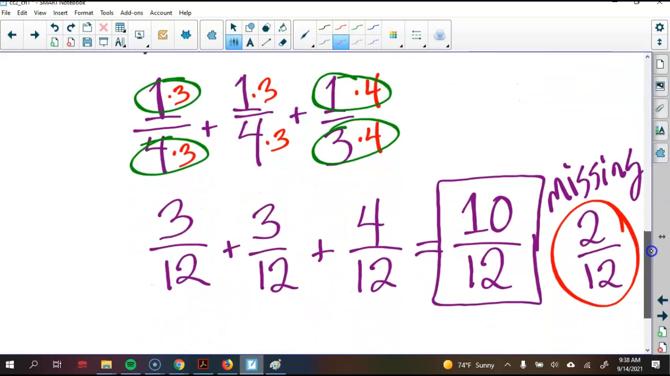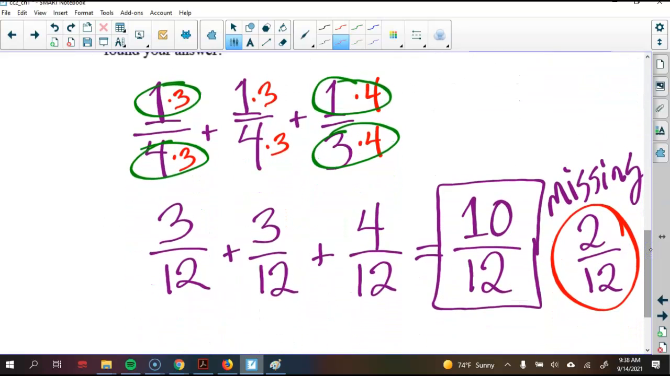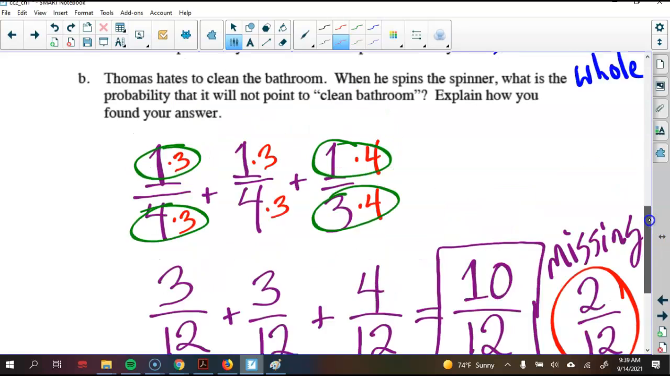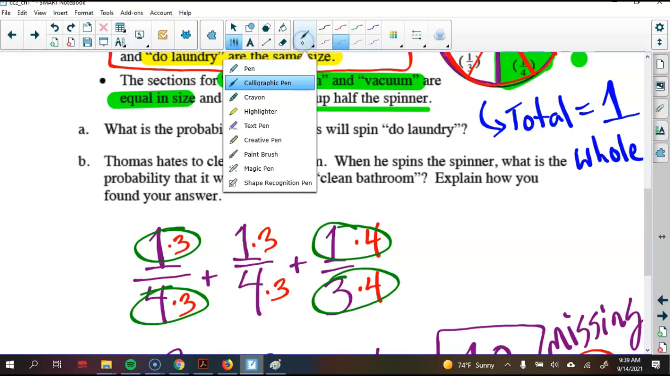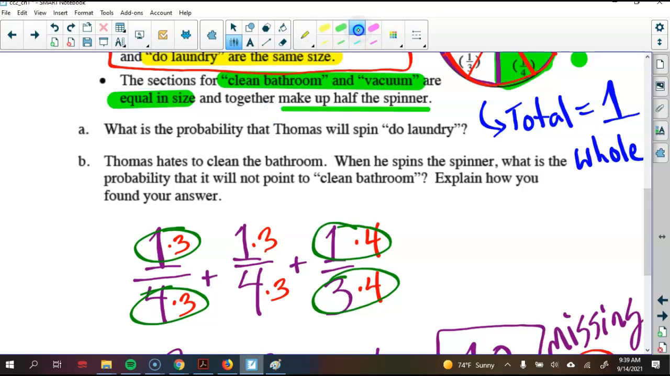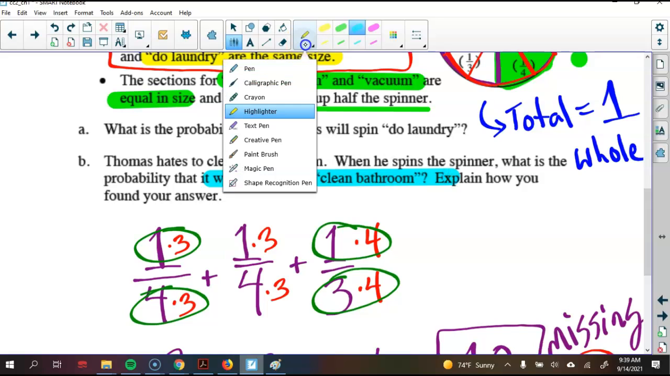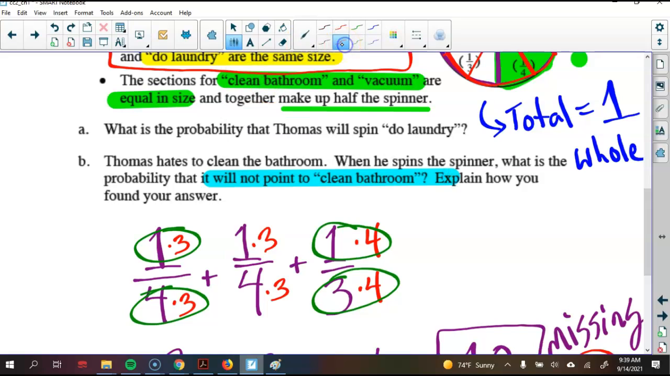Questions on this? Questions? Our packet's going to go away now. Did we answer both parts? Thomas hates cleaning the bathroom. Wait. This is pretty important to be able to do our homework. There's another question we didn't answer. We haven't seen any problems like this, really.